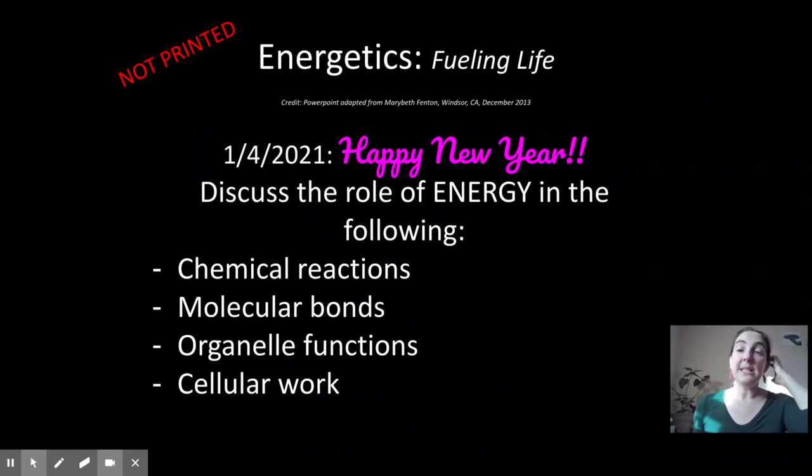As I went through these slides, one thing that I did for this unit is you see up in the top corner, I marked on the slides which of them I did not print for you, just so you're not flipping through your packet looking for them. We are starting Unit 6, so you can grab your Unit 6 note packet as we get going here. And think about the role of energy in things like chemical reactions, molecular bonds, organelle functions, cellular work. These are all things that we're going to talk about as we go through this unit.